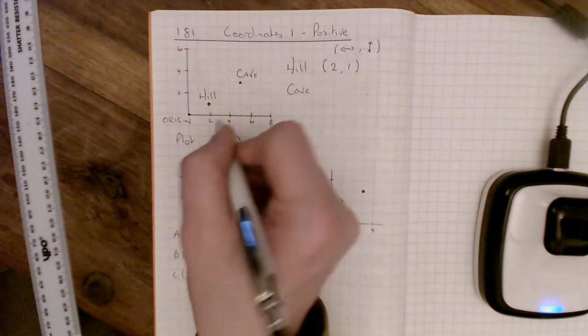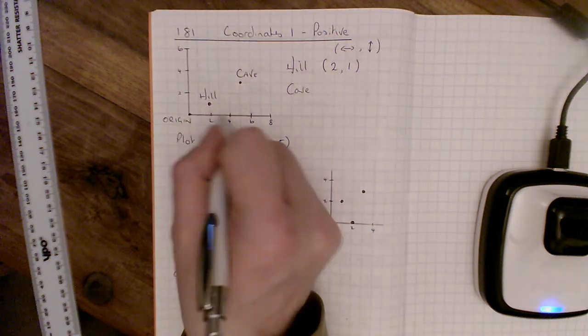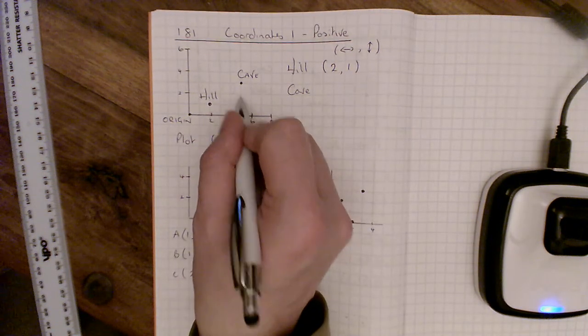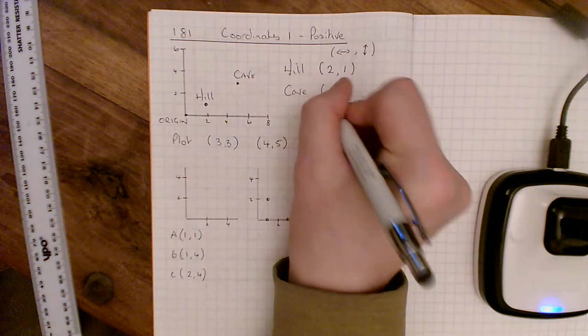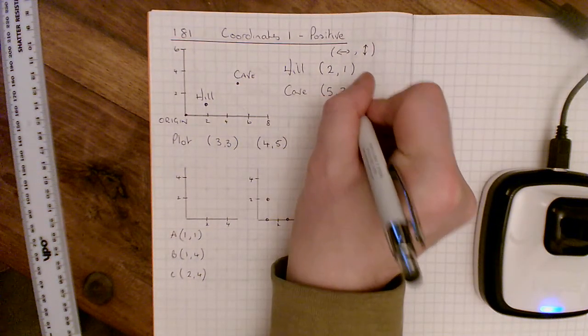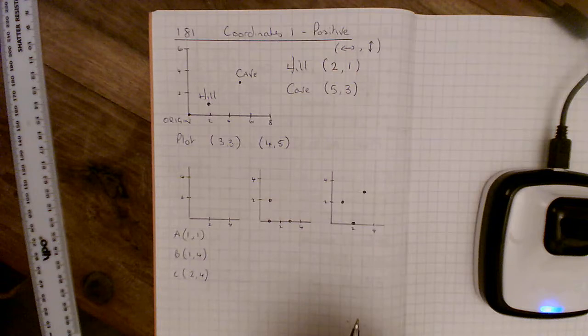To get to the cave, all I've got to do from the origin is go 5 across, and then I've got to go 3 up. So to get to the cave, I go 5 across, 3 up, and then I'm at the cave.